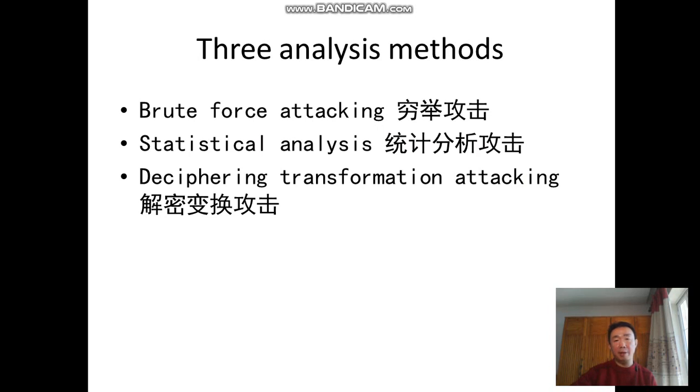There are three analysis methods. Obviously, the simplest one is brute force attacking. Just like you can try every one of the 25 possible keys in Caesar ciphering. Another one is statistical analysis. This one is much more skillful than brute force attacking.